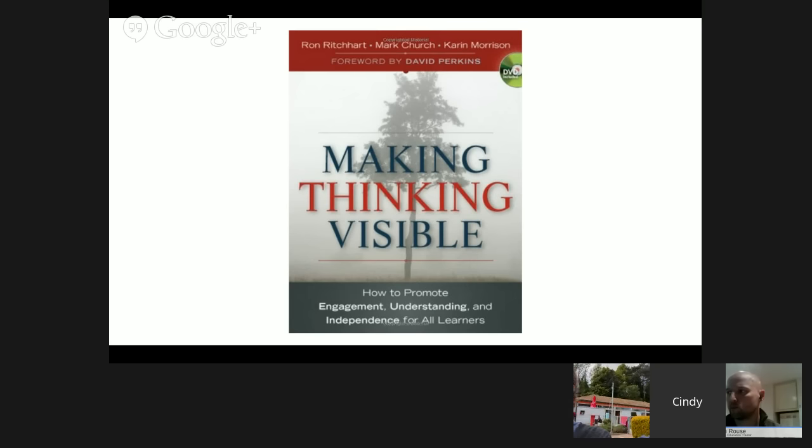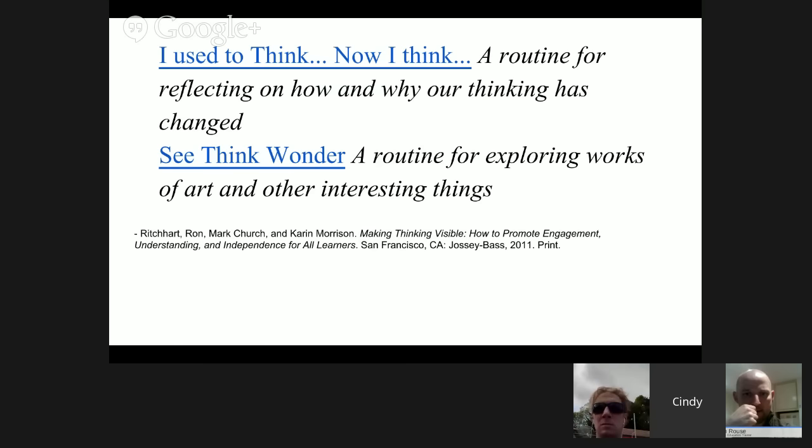And this book really focused on a lot of thinking routines that he wasn't aware of. He might have been doing them, part of them, but it really opened up his eyes to how to get students to think about their learning. And so we took out two main ideas, or thinking routines, from the book, and these were the two main ones that we used. So we used I used to think and now I think, and see, think, wonder. And this particular one really seemed to connect well with his subject area of art.